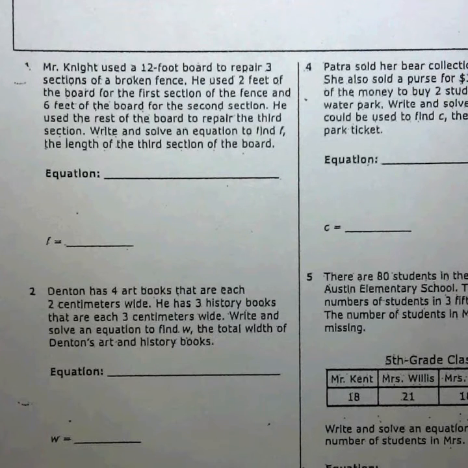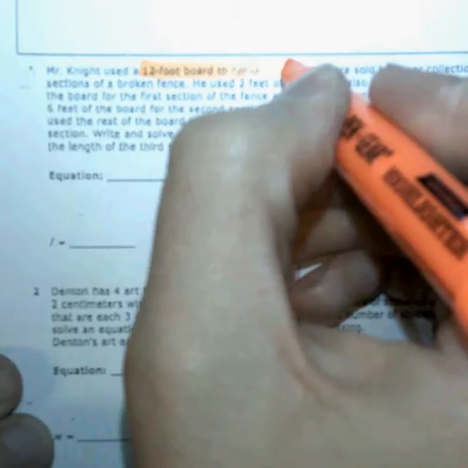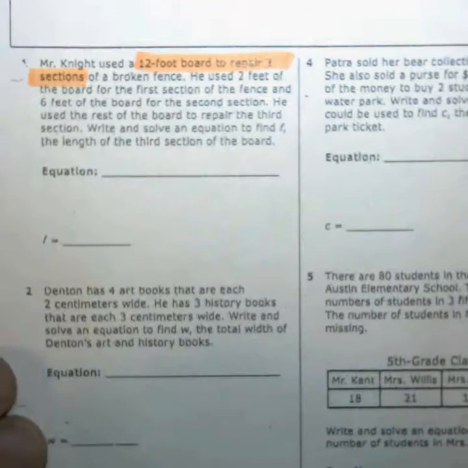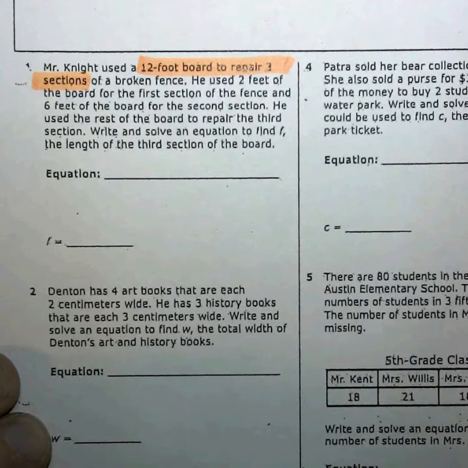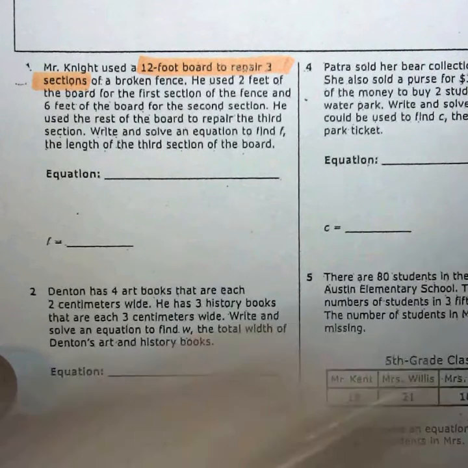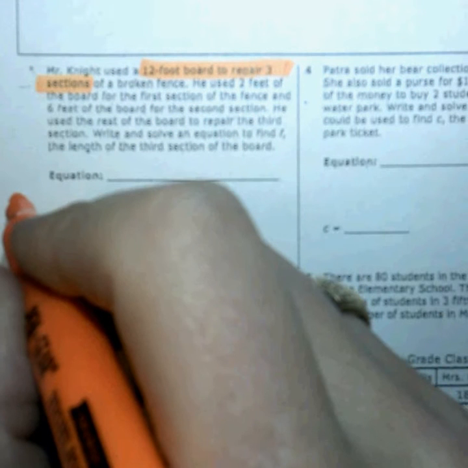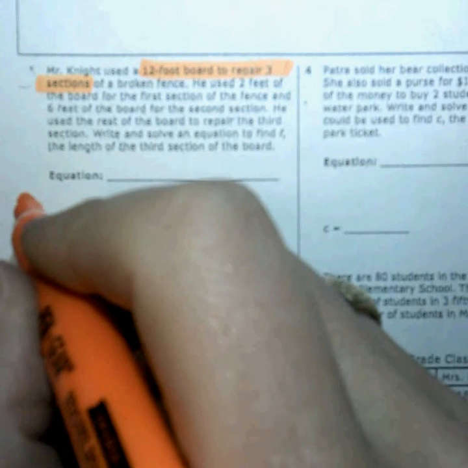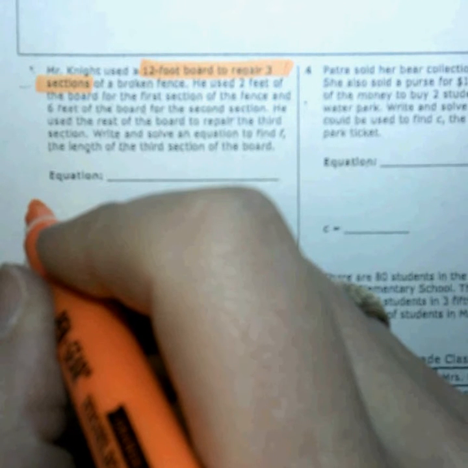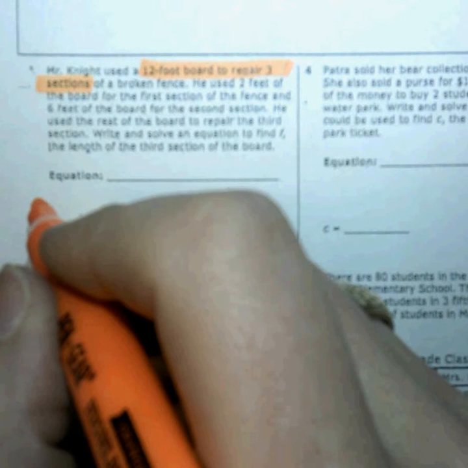Alright? So, Mr. Knight uses a 12-foot board to repair 3 sections of a broken fence. Okay, I just read this part. This is important. He used 2 feet of the board for the first section of the fence and 6 feet of the board for the second section. He used the rest of the board to repair the third section. Write and solve an equation to find F, the length of the third section of the board.